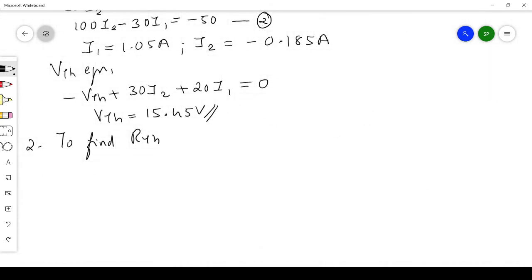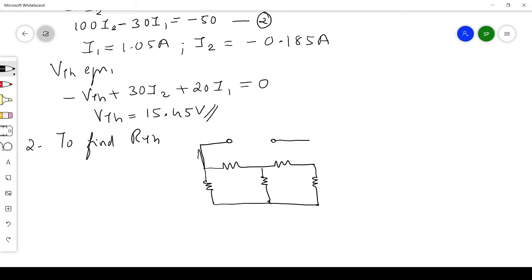For finding the Thevenin equivalent resistance, we have to remove the sources. If it's a voltage source, we replace it with a short circuit, and if it is a current source, we replace it with an open circuit, if there is no internal resistance present. Here we have a voltage source, so we'll be replacing it with a short.